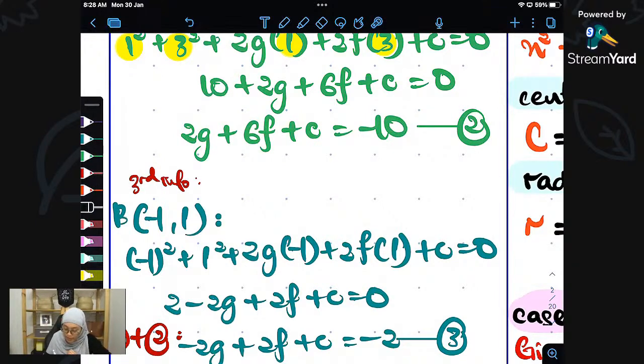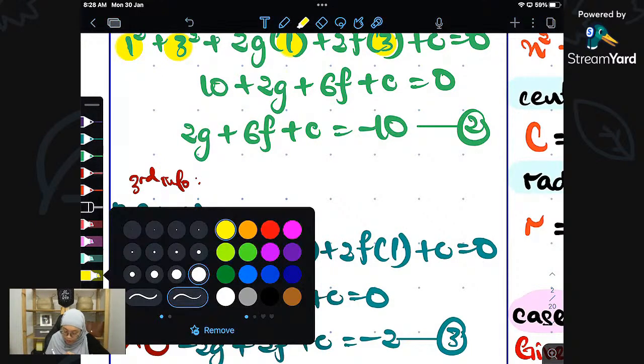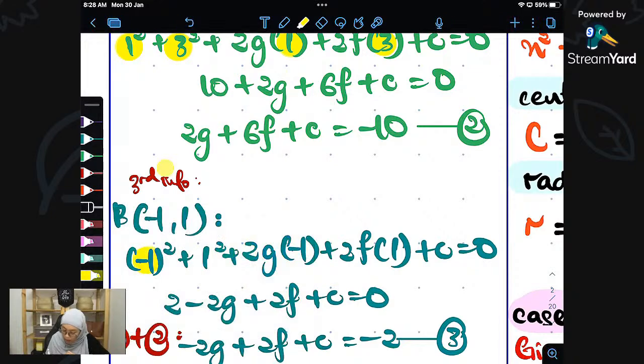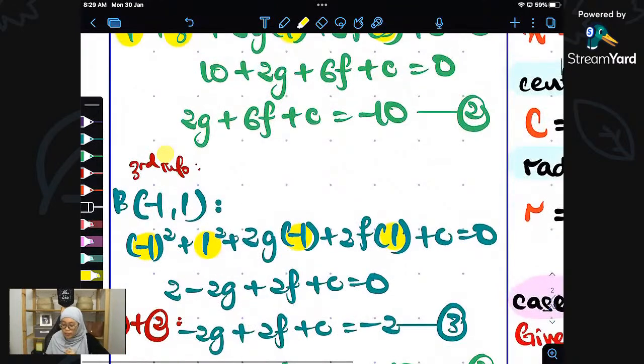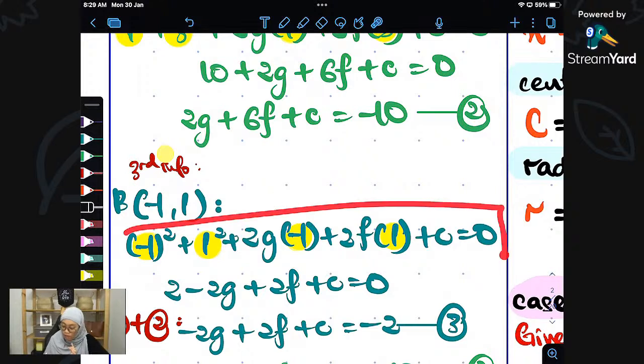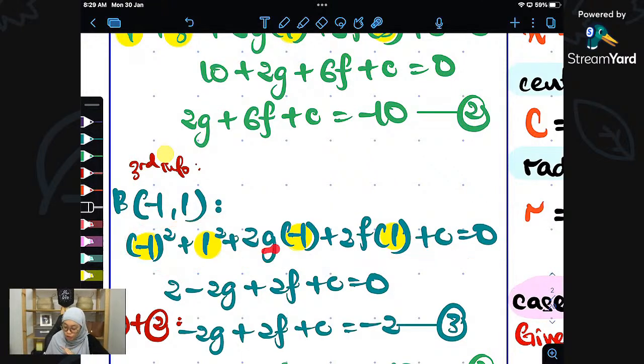So at point B here, I sub in the coordinate of x and y again into my general equation, the raw formula. Without knowing the G and the F yet, that's our goal. We are going to find it. But now we just sub in the points, which are negative 1 and 1.